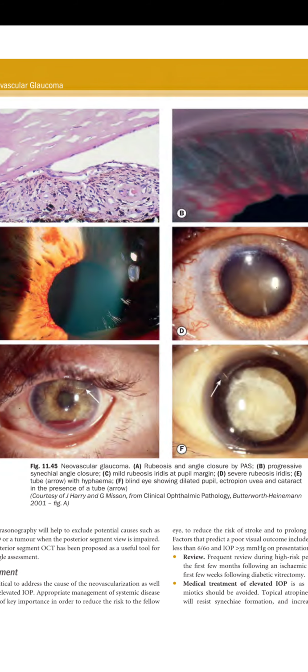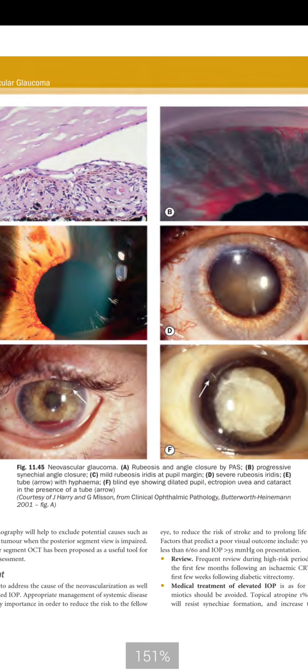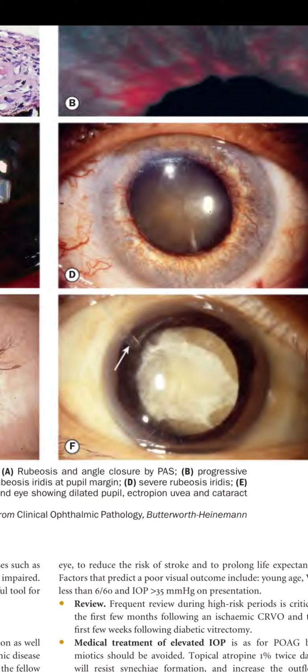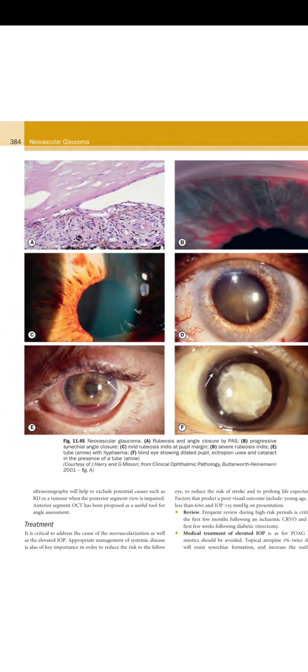E is showing hyphema. F is showing the blind eye, showing dilated pupil, ectropion uveae, and cataract in the presence of a tube. So basically, ectropion uveae is where the iris pigment epithelium layer has been formed on the anterior surface of the stroma.